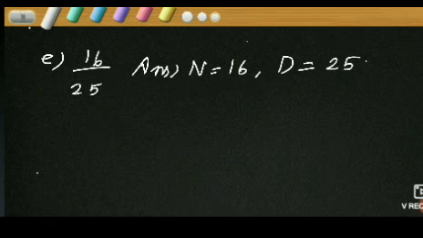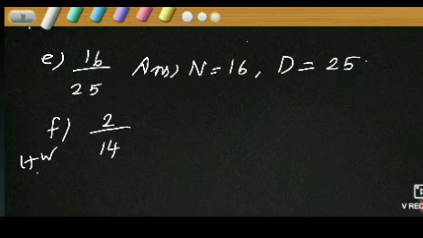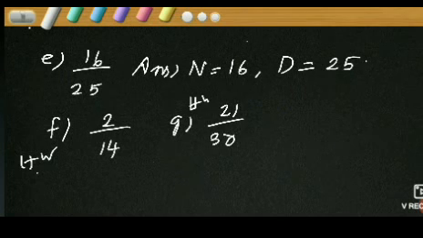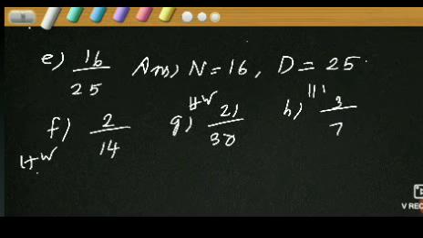It's very easy. Okay. So, then, note down the homework. F, 2 by 14. Homework. G, 21 by 30. Homework. H, 3 by 7. Homework. Very easy, isn't it? Just write down the numerator and denominator. Okay.